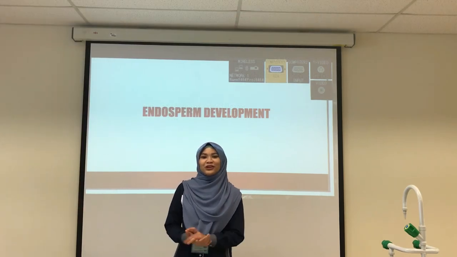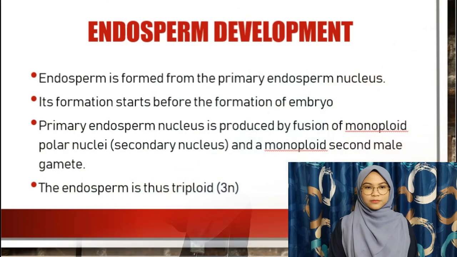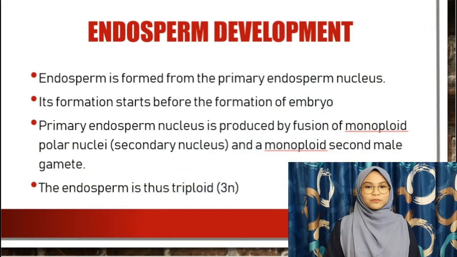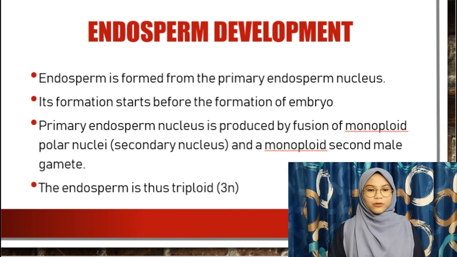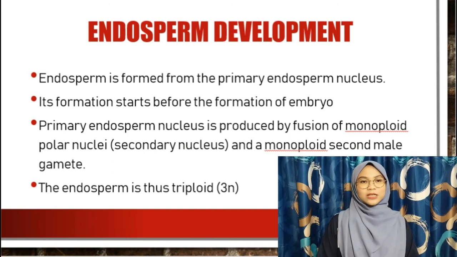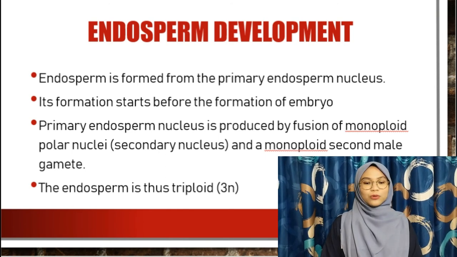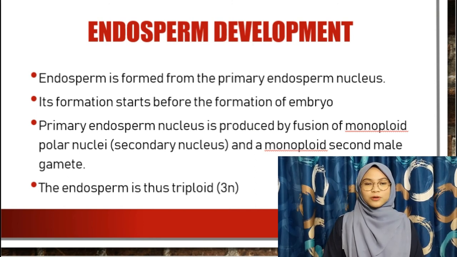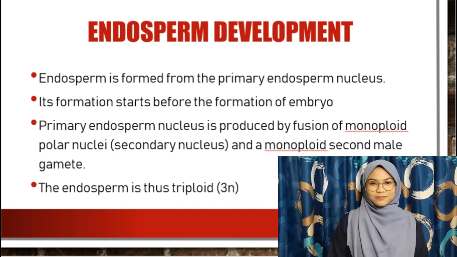So what about the endosperm development? So we're going to discuss about it. The endosperm is formed from the primary endosperm nucleus. Its formation starts before the formation of the embryo. Primary endosperm nucleus is produced by fusion of the monoploid polar nucleus, which is the secondary nucleus, and a monoploid second male gamete. The endosperm is thus triploid, which is 3N.